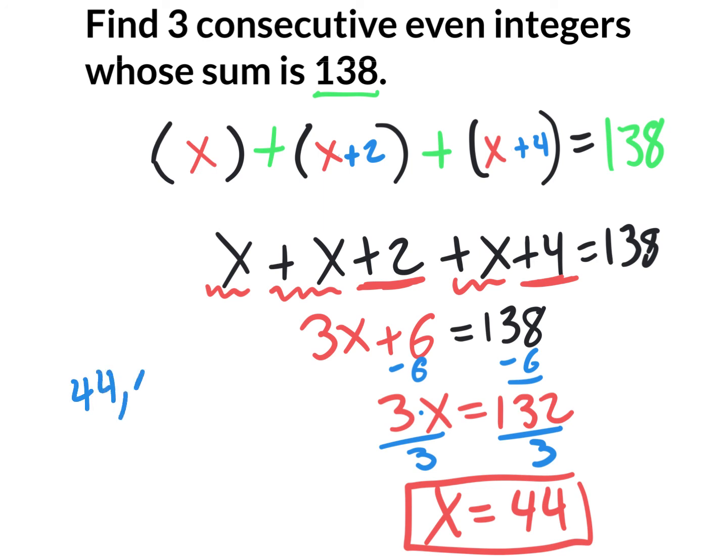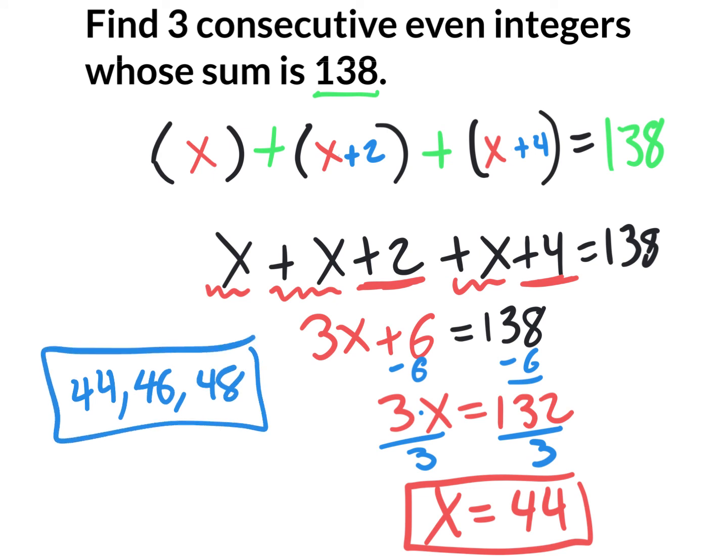The next even number would be 46, and the one after that would be 48. These are the 3 consecutive even integers whose sum is 138. If I go 44 plus 46 plus 48, that will give me the answer 138. All right, I hope this video helps.